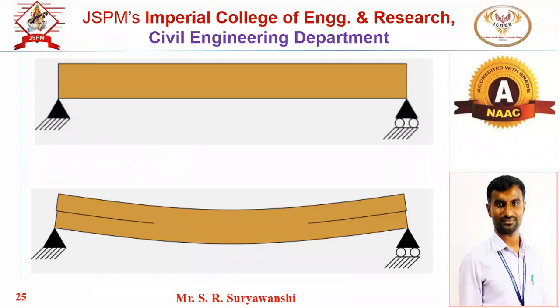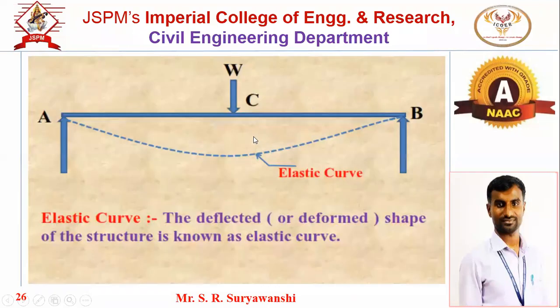The structure may be a 1D structure, 2D structure, or 3D structure, so we can't avoid the deflection. Definitely deflection will be there. So that deflection value or displacement value should be within the permissible limit. What those permissible limits are, we will also see.